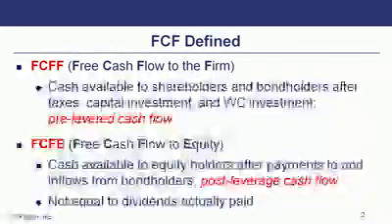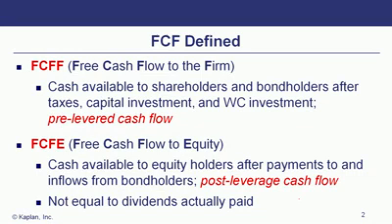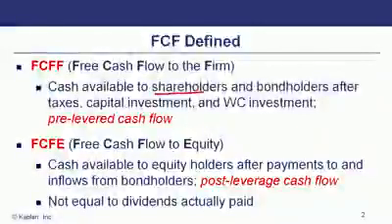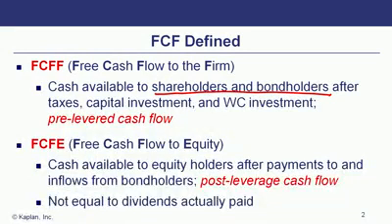So let's define free cash flow. Free cash flow to the firm is the cash available for both shareholders and bondholders after taxes and after capital investment and working capital investment as well. Capital investment, or capital expenditures, means purchases of property, plant, equipment, buildings, land, keeping the business running. Working capital means things such as inventory, things that are locking the cash up. Keep in mind, this goes to both the debt holders and the equity holders. This is a pre-levered cash flow, meaning there is no interest expense. In fact, interest expense is added back to net income to arrive at free cash flow to the firm.